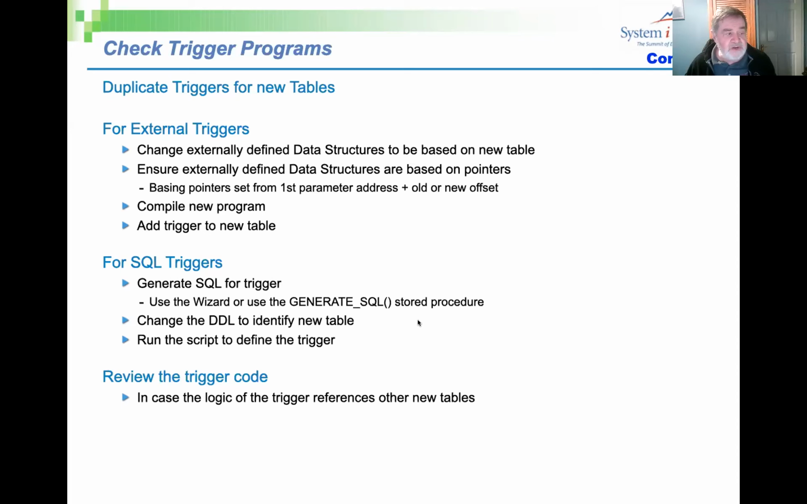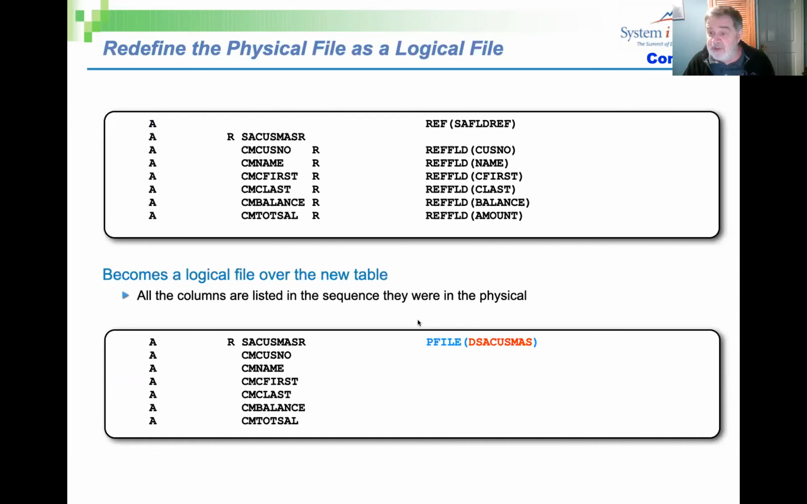The next thing is to redefine the current physical file as a logical file. Here is what I had: this was the original DDS for the physical file. It now just becomes a logical. I change its type to LF, pointing at the new table, and I just have the list of columns. This now gets created as a logical.